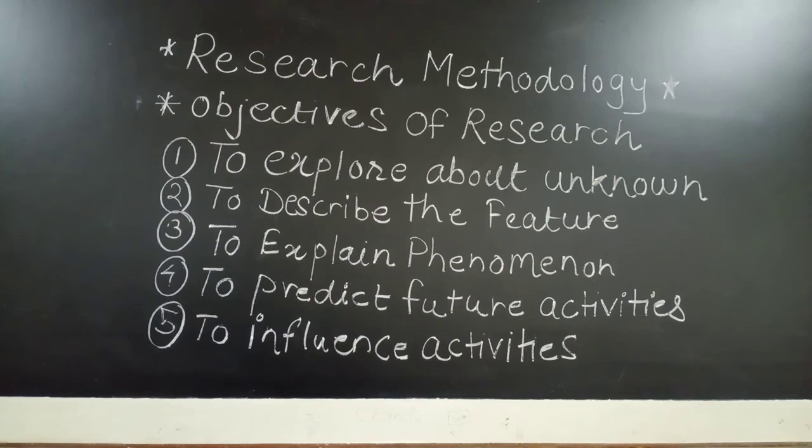Okay. Now the fourth is to predict future activities. Research is also conducted with the aim of predicting future activities. Prediction can be done on the basis of explanations regarding a phenomenon. Here, having adequate prior information is essential for making forecasts. Forecasting can also be performed in research based on the explanation.